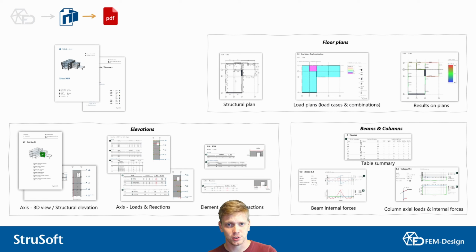The main export option is the PDF file format. It's an interactive PDF and it will include information about floor plans, elevations, beams and columns and so on. You can see here an example of what is possible to include in the PDF.